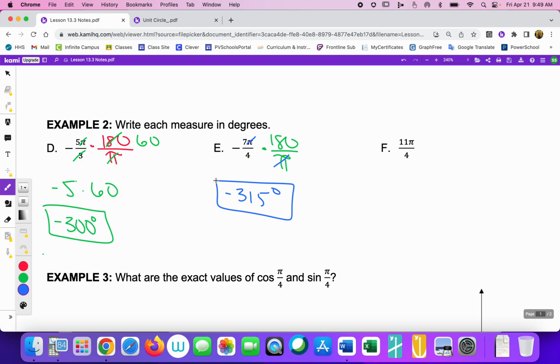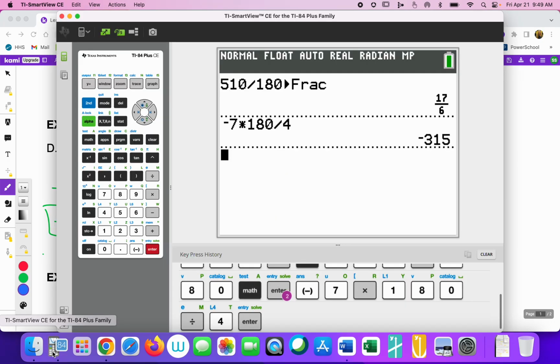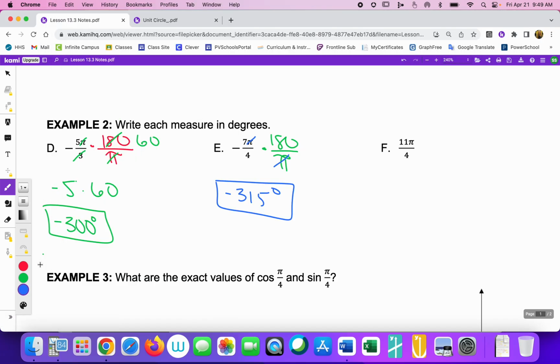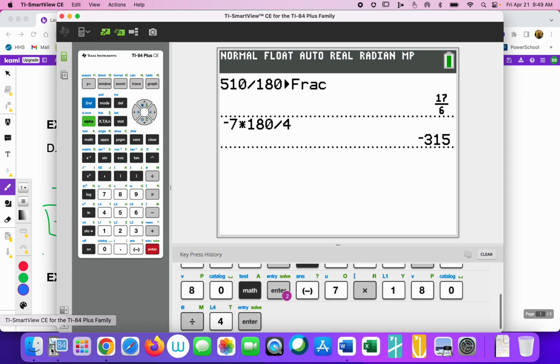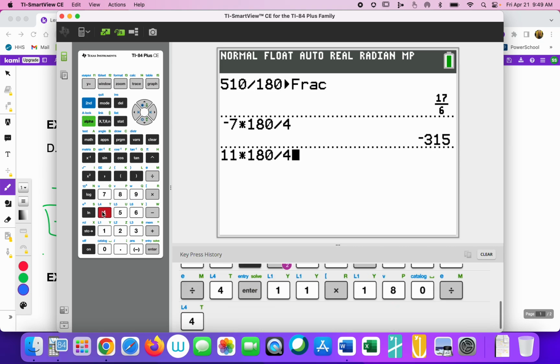Is 11 pi fourths on the unit circle? No, so that just means it's going to be larger than that. So again, you're going to multiply this by 180 over pi. You can ignore the pi's because those will reduce each other out anyway. So 11 times 180 divided by 4 is 495 degrees.